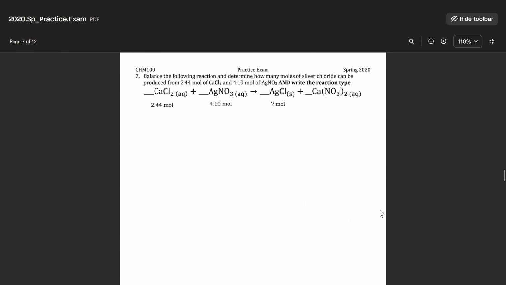And then we get to stoichiometry. 7, 8, and 9 are stoichiometry problems. So 30% of the test is stoichiometry. Balance this reaction. Tell me how much product you can make in terms of moles. The first one, 7, is going to be relatively simple because I'm going to give you moles and moles. You don't even have to do any atomic mass conversions. You just have to tell me how much product you can make.